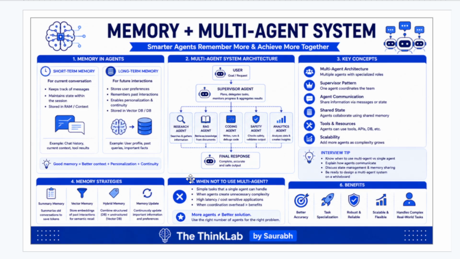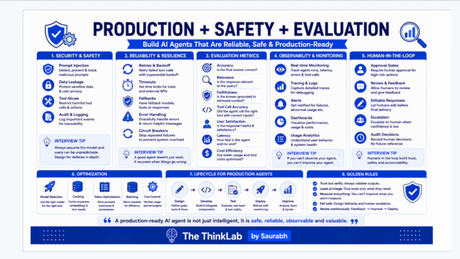Production and safety evaluations, right? Let's move from prototype to production. Many freshers can build a chatbot. Interviewers want to know: can you build a reliable production system? The first area is security. One of the major risks is prompt injection, where malicious instructions may attempt to manipulate the model into ignoring the system prompt, or they can perform unintended actions.